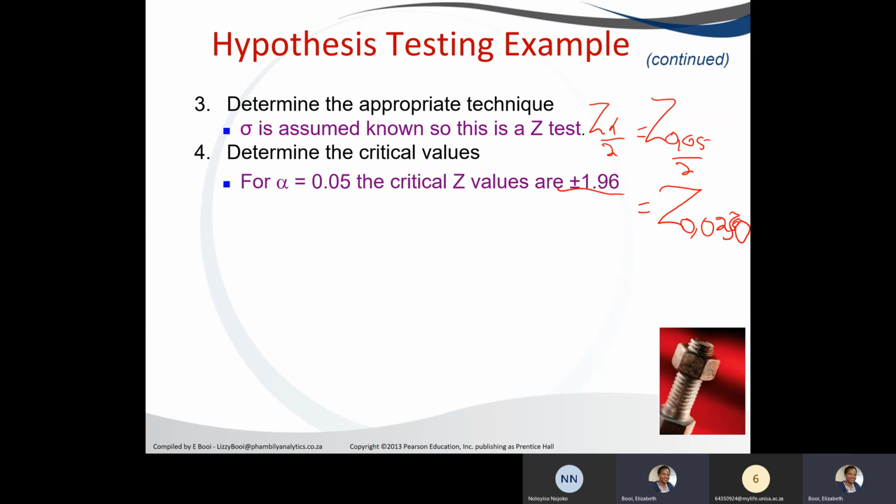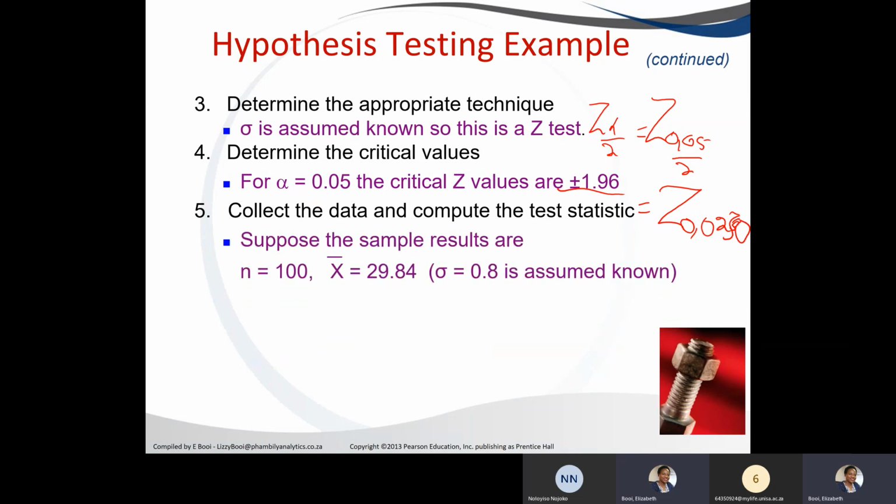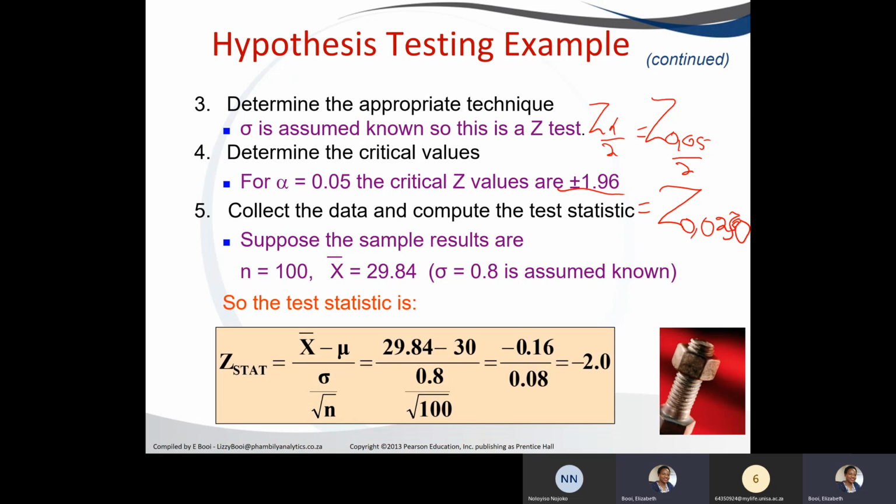Step number 5, we calculate the test statistic. Remember, we're using our Z test. Our sample size n is 100, our mean X bar is 29.84, and our population standard deviation was 0.8. For the statistic, we substitute the value 29.84 minus the mean. Remember, in our null hypothesis, we stated that the mean is 30.